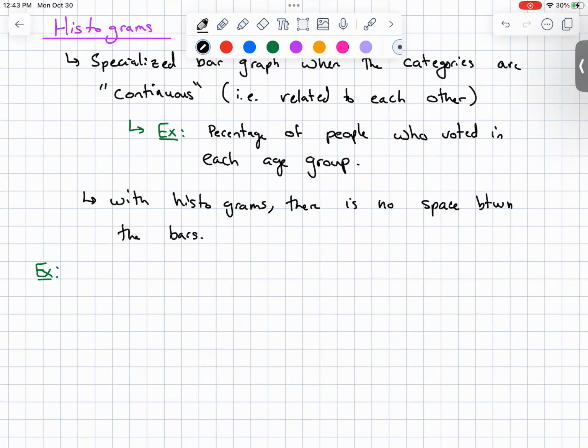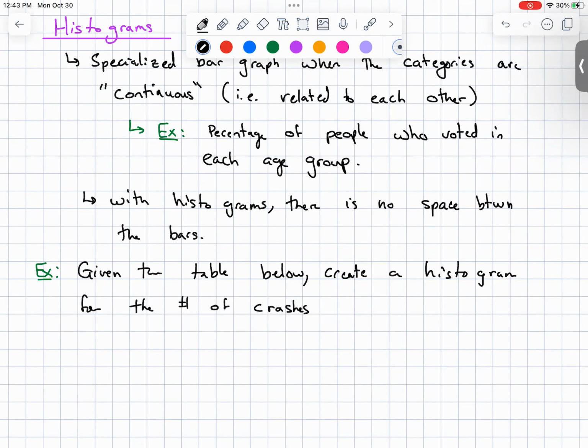So, given the table below, create a histogram for the number of crashes in Ohio each year.